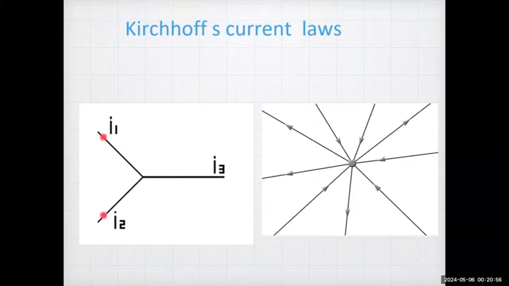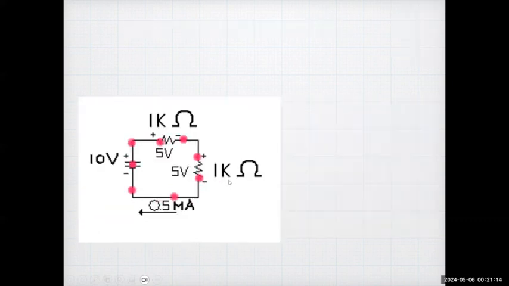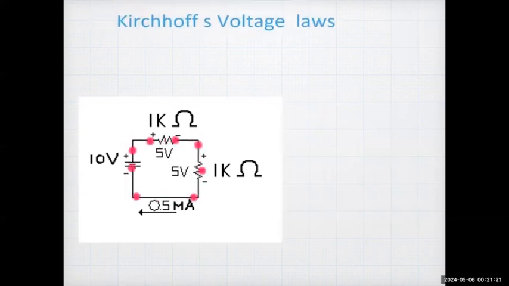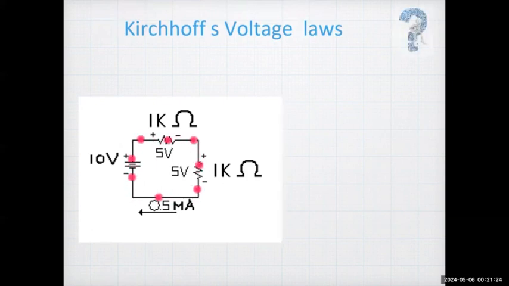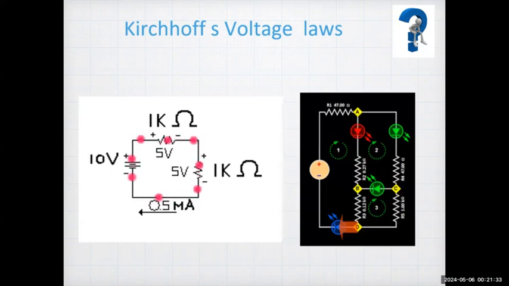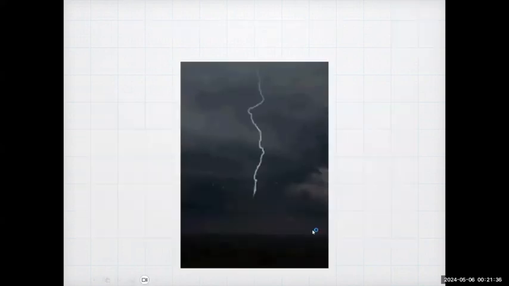The sum of all the currents entering a node will be equal to the sum of all the currents leaving the node. We understood this very well. Both diagrams show that the sum of all the incoming currents is equal to the sum of all the outgoing currents. See here, this is Kirchhoff's voltage law. Kirchhoff's voltage law says that the total voltage is equal to the sum of all the individual voltages in a closed circuit. You can see the application of KCL and KVL.